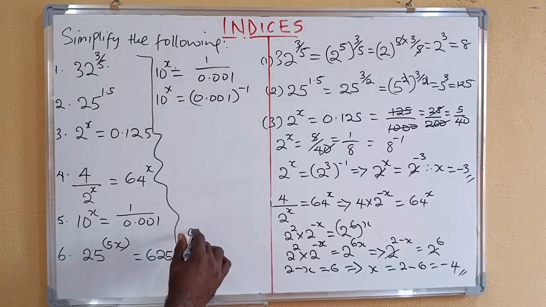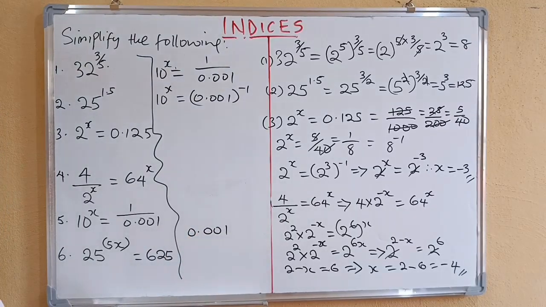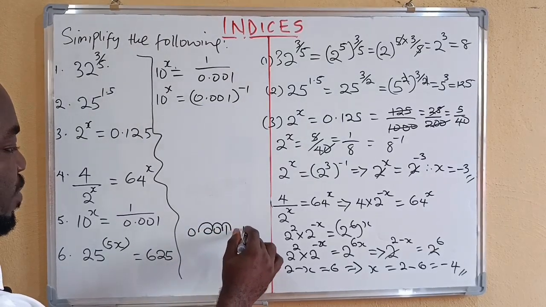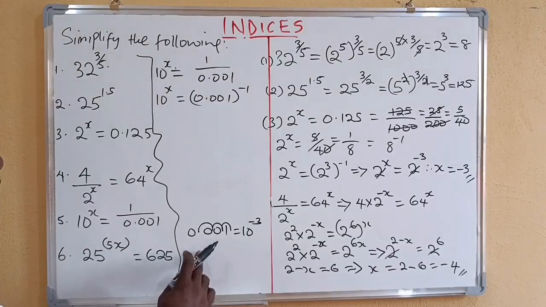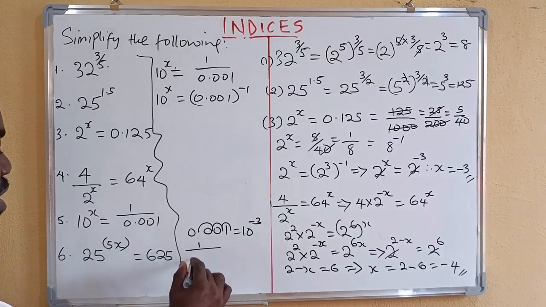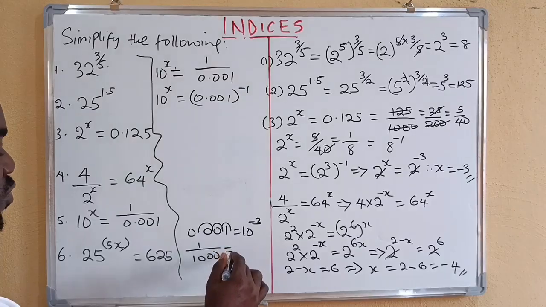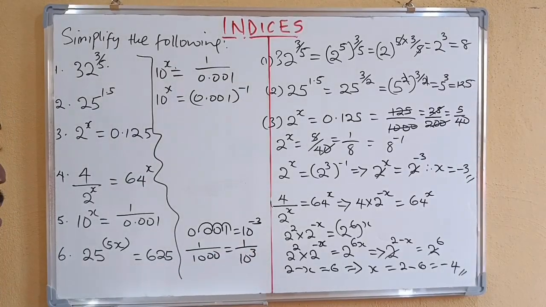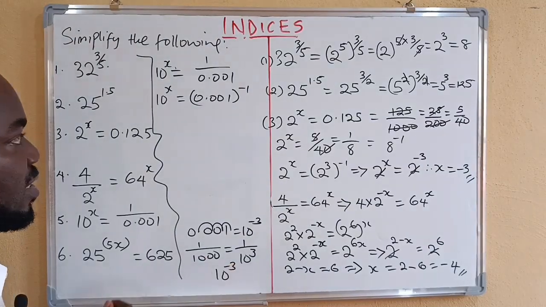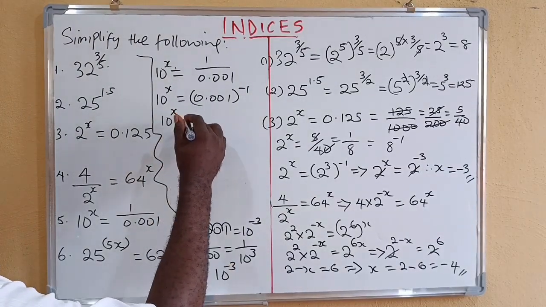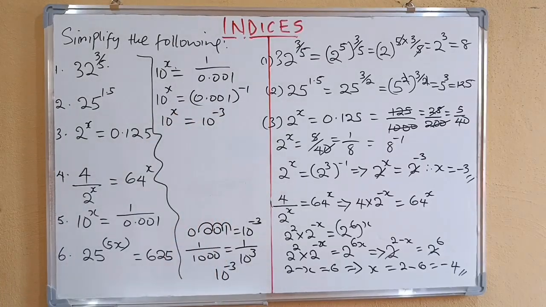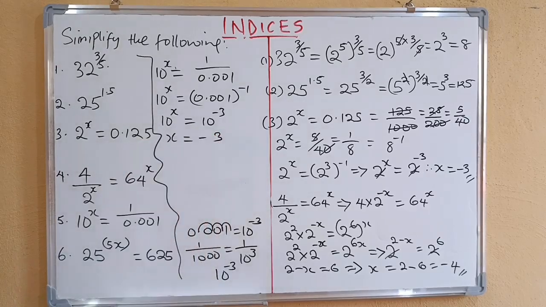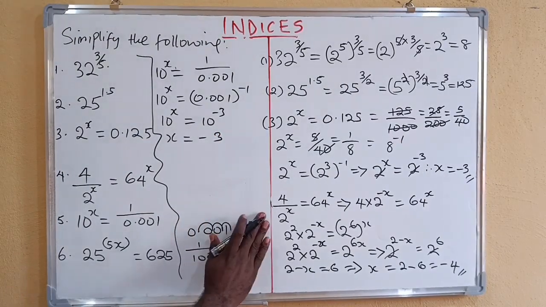Why? Because if I have 0.001, if I do standard form, I will count 1, 2, 3, and this will be 10 to the power of minus 3. If I do division, I will have 1 over 1000, and this is going to give me 1 over 10 to the power of 3. Now because it is 1 over, it's going to be 10 to the power of minus 3. So what I'm going to have here is 10 to the power of x will give me 10 to the power of minus 3. And so they have the same base. My x will be equal to minus 3. So that is how you can solve that type of problem.